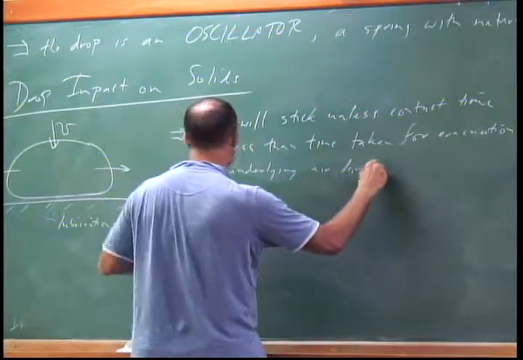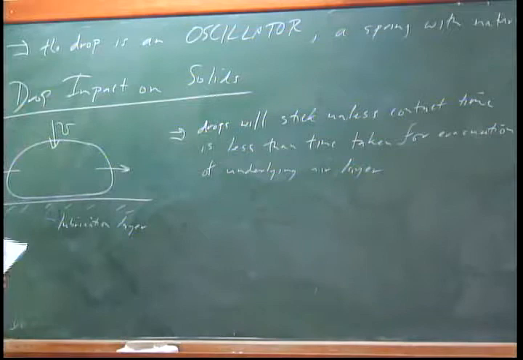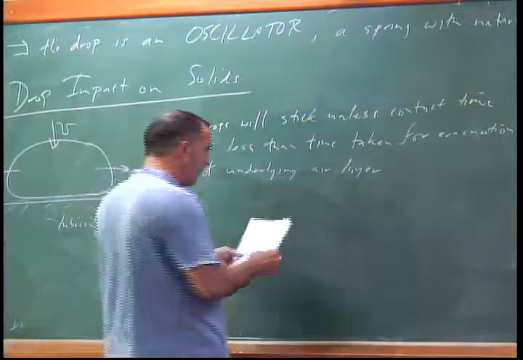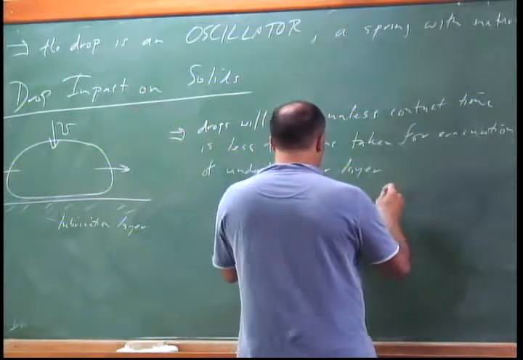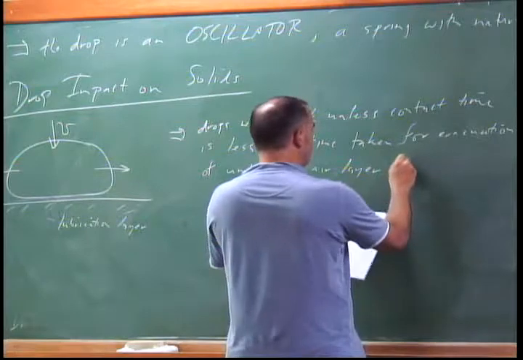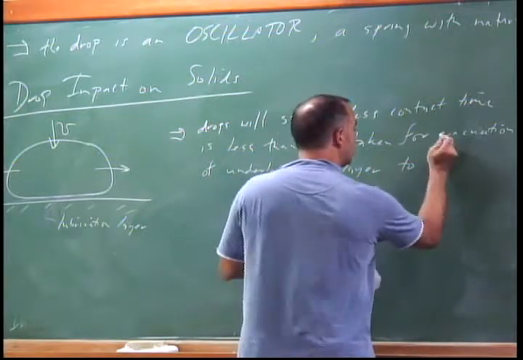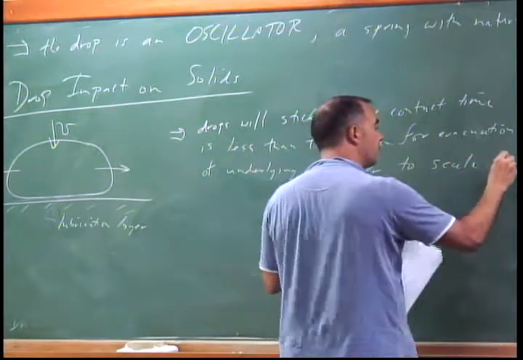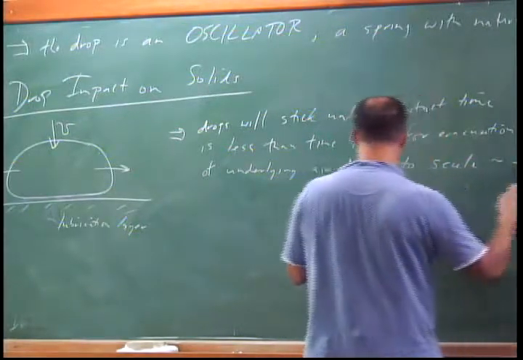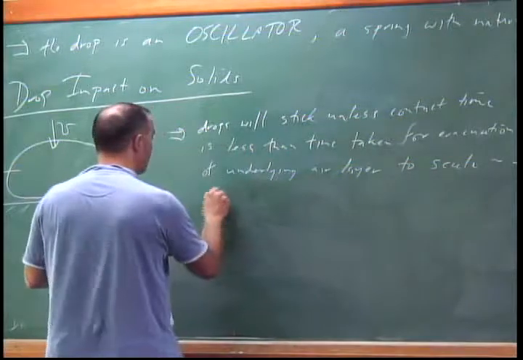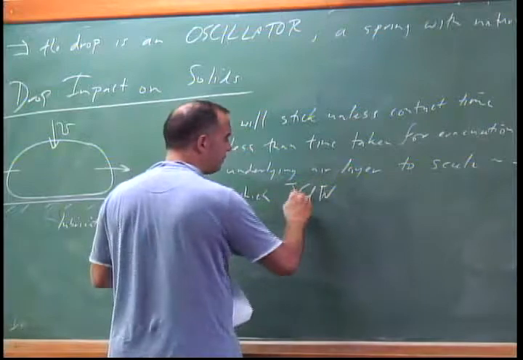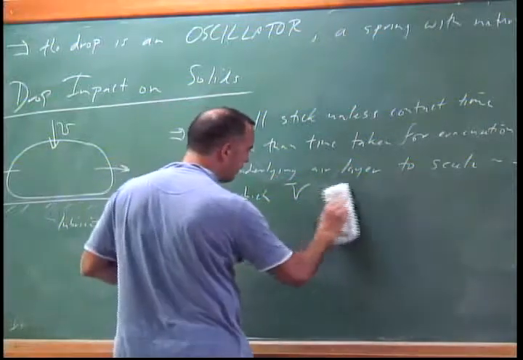So basically, this thing is getting thinner and thinner and thinner, and when it gets to a critical scale, on the order of 100 nanometers, it depends on the surface properties, but at that stage, van der Waals forces come into play.